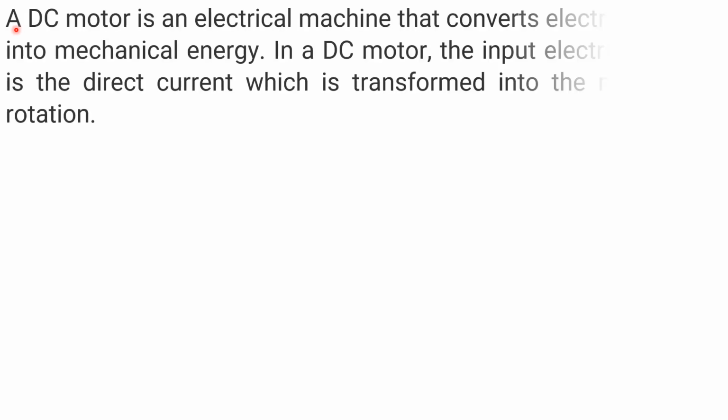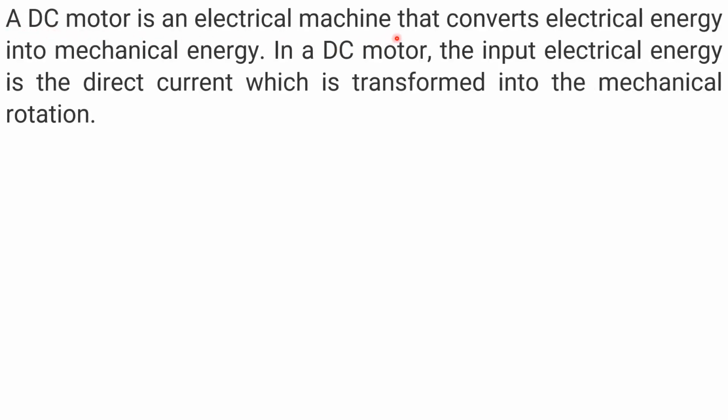So, what is a DC motor? A DC motor is an electrical machine that converts electrical energy into mechanical energy. In a DC motor, the input electrical energy is the direct current, which is transformed into mechanical rotation. So in DC motors, we input some amount of electrical energy, generally using a battery, and the direct current produced by that battery is transformed to some mechanical rotation. DC motors can be found in handheld fans, and they can also be found in hand drills.